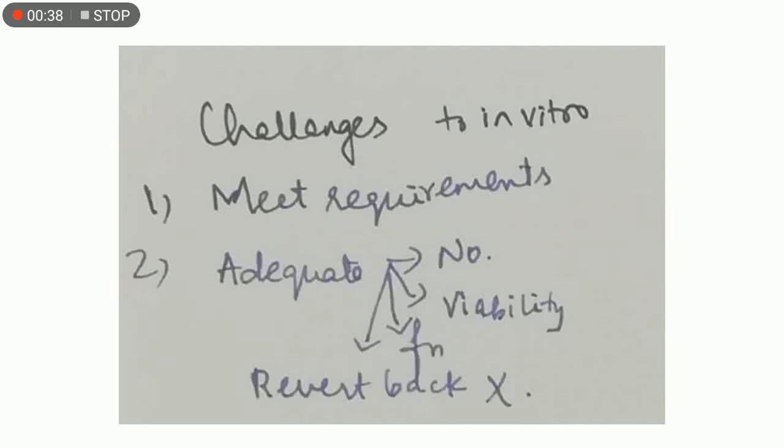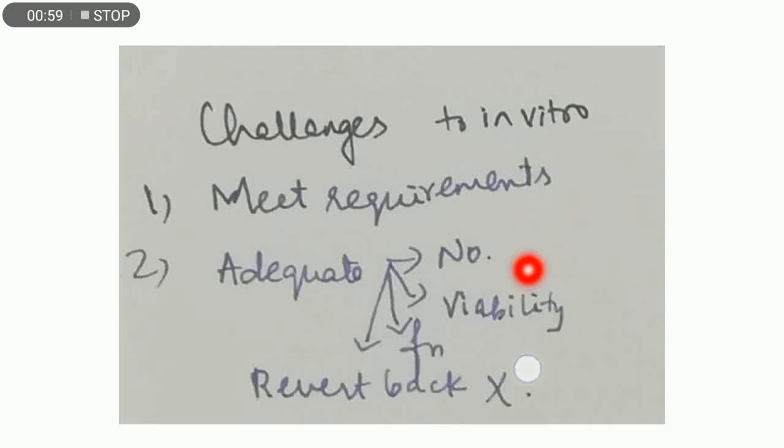However, after doing all these, it's not yet successful. There are a lot of challenges to this in vitro technique. First of all, it's like adopting a child, so you have to meet all the requirements. You have to give the oxygen, the food, such as the nutrients, the growth factors, that is, you have to make it go to school. So it has to meet all the requirements.